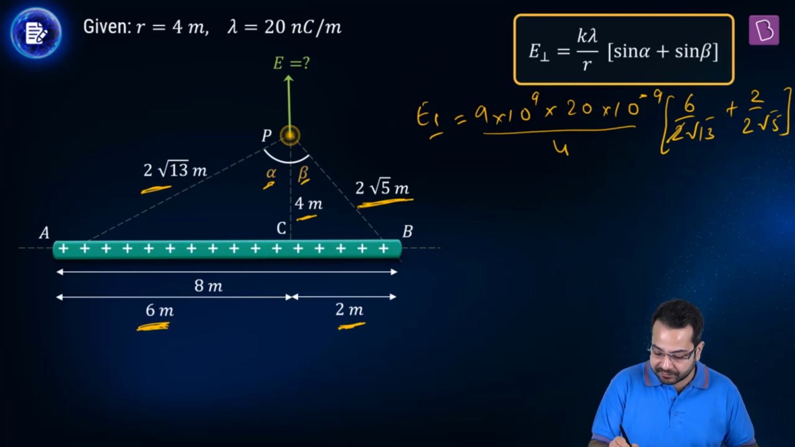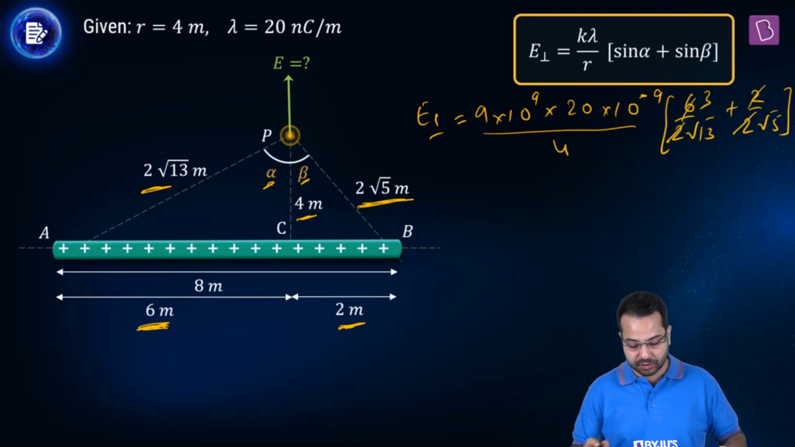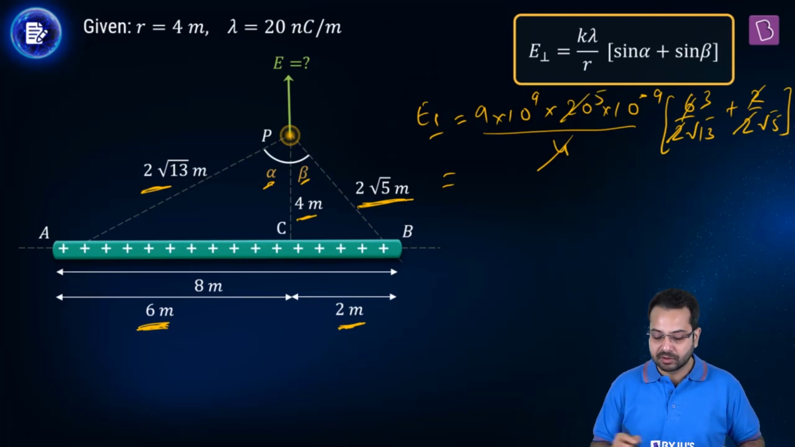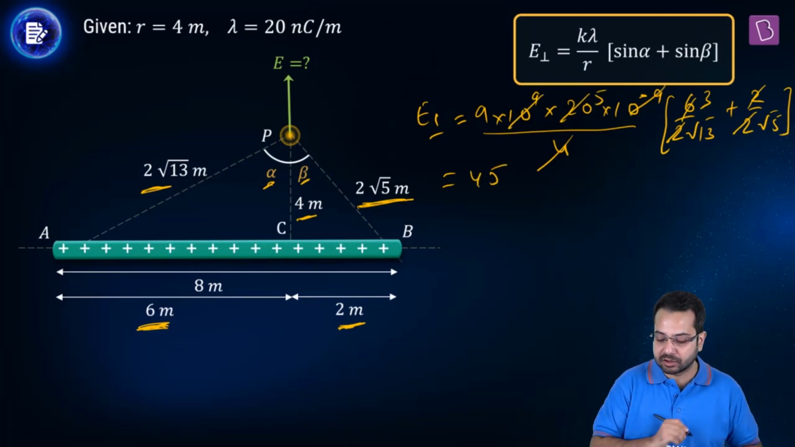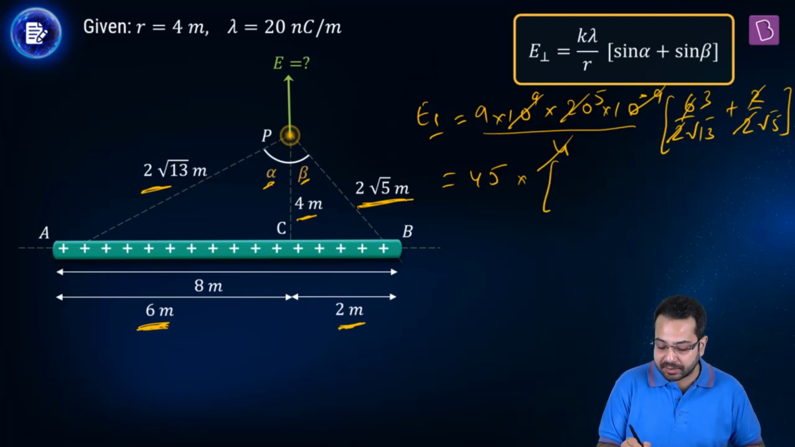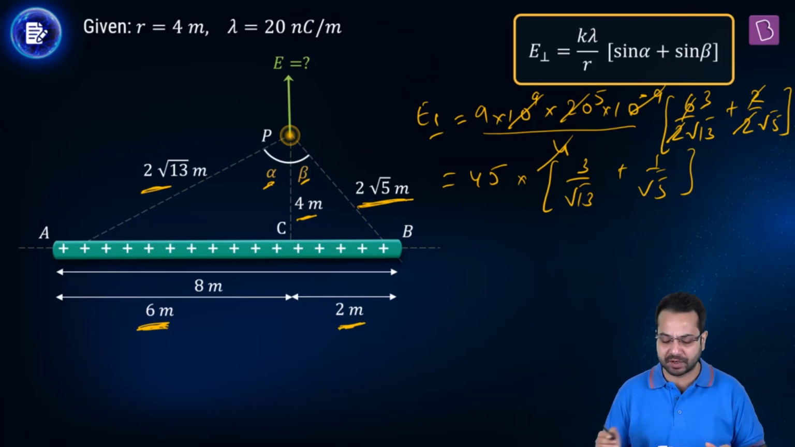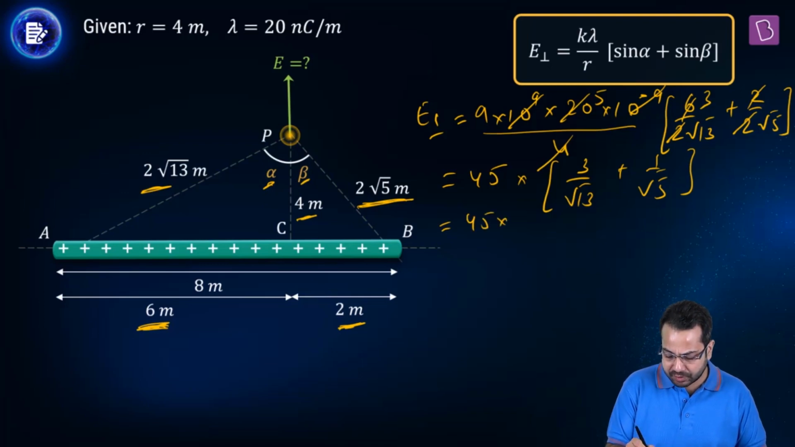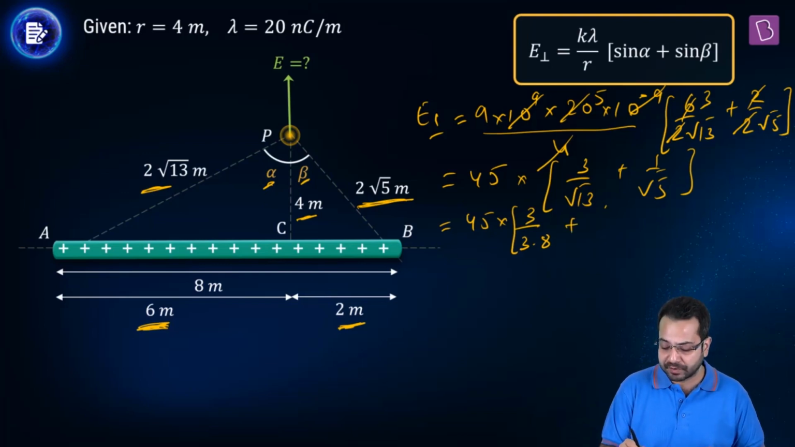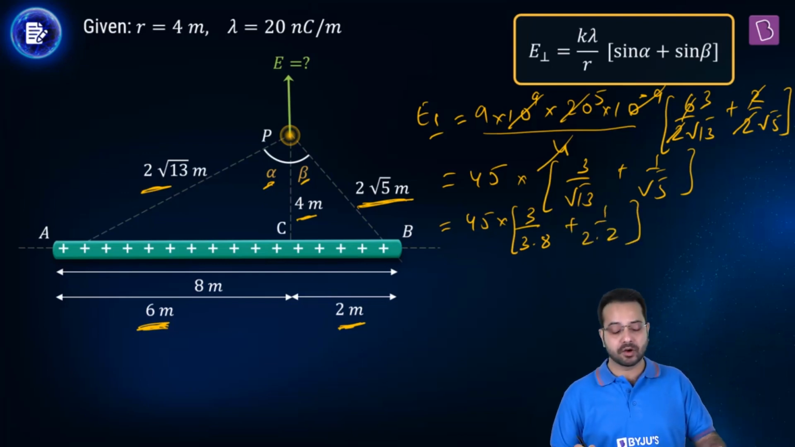Okay. So we have 3 here, and then we have this over here. So this becomes 45. So 10 to the power 9 and 10 to the power minus 9 gone. Now 45 multiplied by 3 upon root 13 plus 1 upon root 5. Okay, so what is root 13? So 3 into 3 is 9 and 4 into 4 is 16. So this is roughly going to be around 3.7, 3.8. Okay, so I'm going to take it as 45 into 3 upon 3.8 plus 1 upon root 5. Root 5 is 2.2. All right, so we have this.